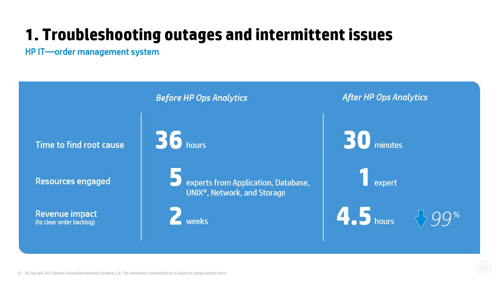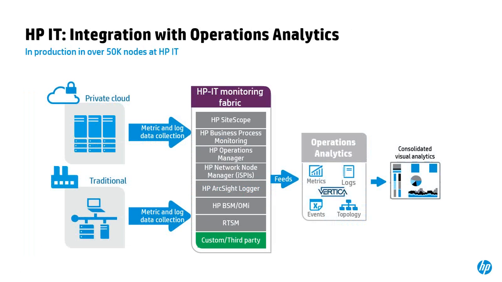They did a test of this same case with Operations Analytics, and they were able to find the root cause in 30 minutes. So a dramatic decrease in time to find a root cause using just one Operations Analytics expert, an administrator, and as a result, they reduced the order backlog impact by over 99%. I wanted to share with you how Operations Analytics is set up at HPIT.